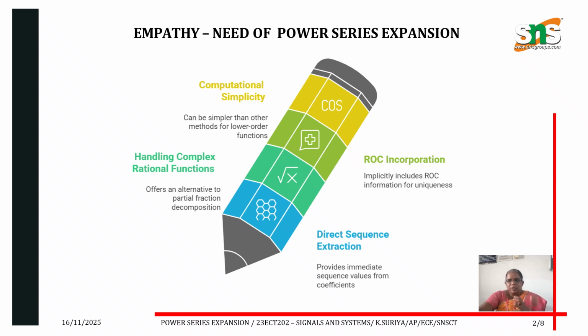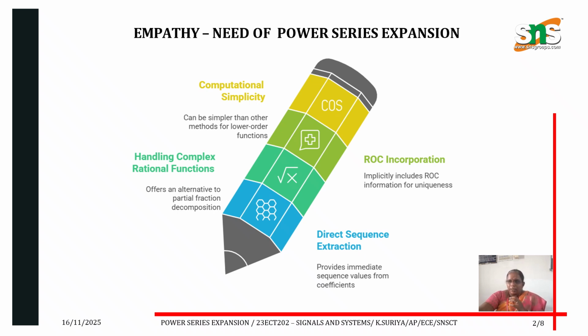Many Z transforms encountered in practice are rational functions. While partial fraction expansion is also a common technique for inverting rational Z transforms, power series expansion provides an alternative, especially when partial fraction decomposition is cumbersome or not easily applicable. ROC is crucial in determining the uniqueness of the inverse Z transform.